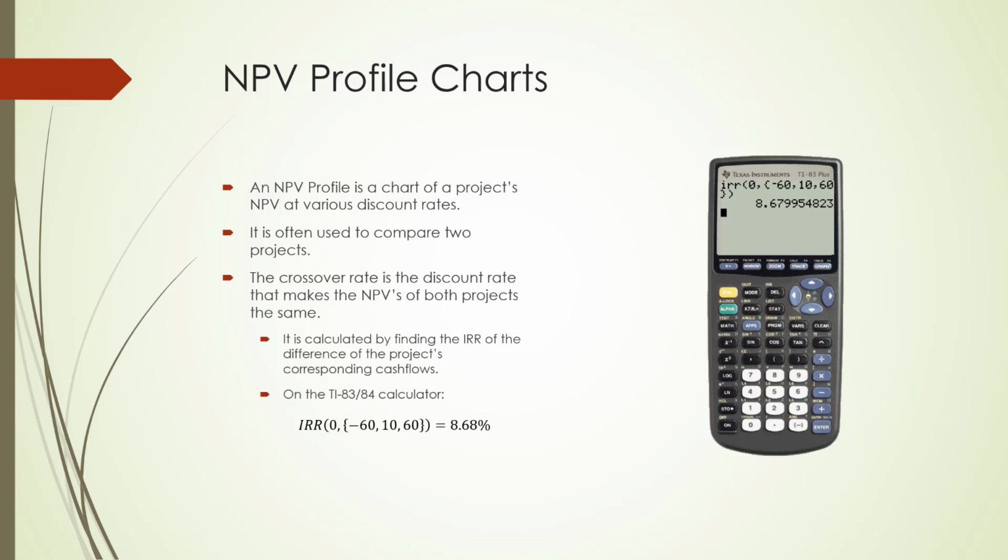In year 2, we have 60 minus 50 gives us positive 10. And in year 3, we have 80 minus 20, which gives us positive 60. So if you calculate the IRR of those differences, you get the crossover rate, which is 8.68%.